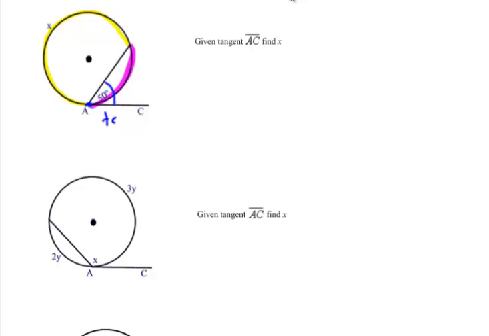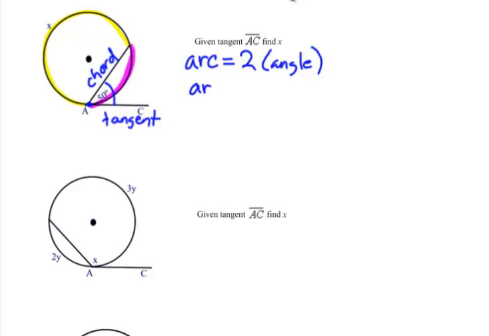So we have, again, vocabulary. This is a tangent. This is a chord. It's very helpful to us to get to know that. And now what's going to happen is the arc is going to equal 2 times the angle. So when we flip that around, we need to double it. So our arc in this case is going to equal 2 times 50. 2 times 50 is 100. So this is 100 degrees.